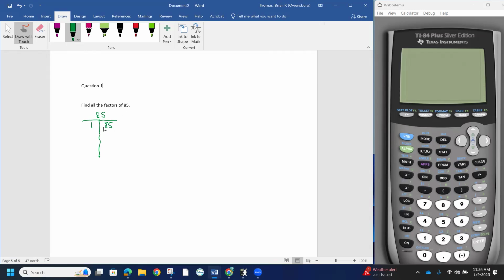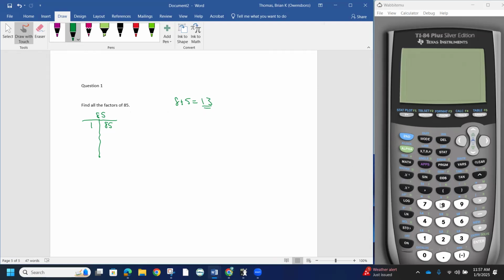For 3, I'm unsure, but if you add 8 plus 5 together, that gives me 13. There's a trick that says if you add the digits together, you get this 13. And what you can ask yourself is, is 3 a factor of 13? Since 3 does not divide into 13 evenly, that tells me that 3 does not work for 13, nor will it work for 85.